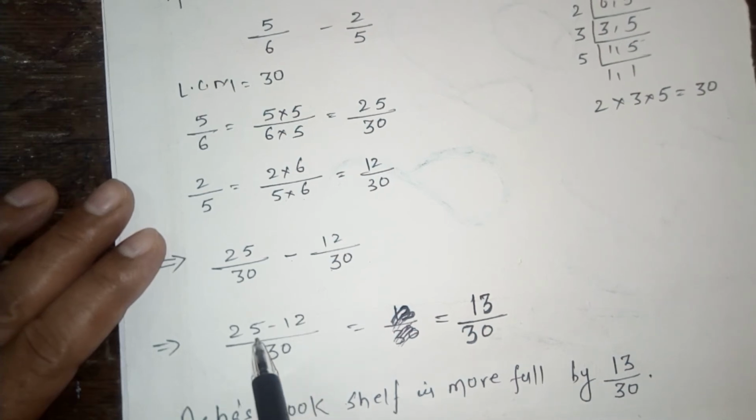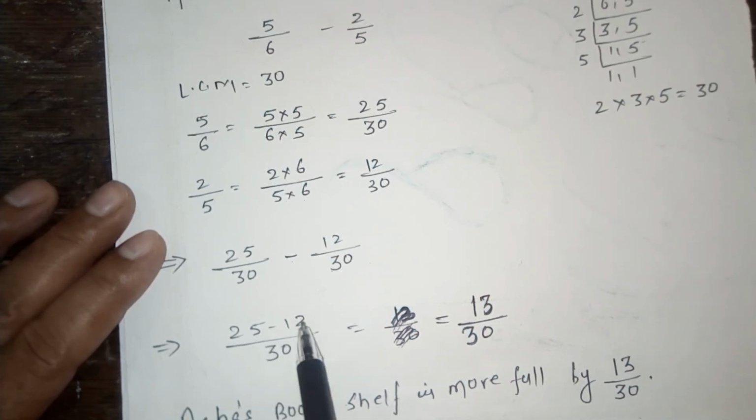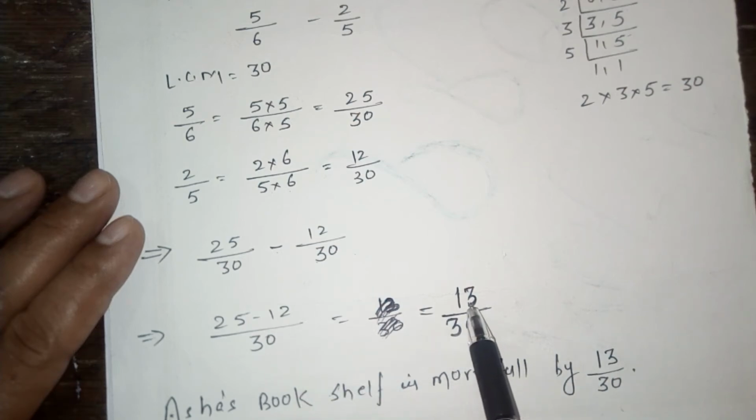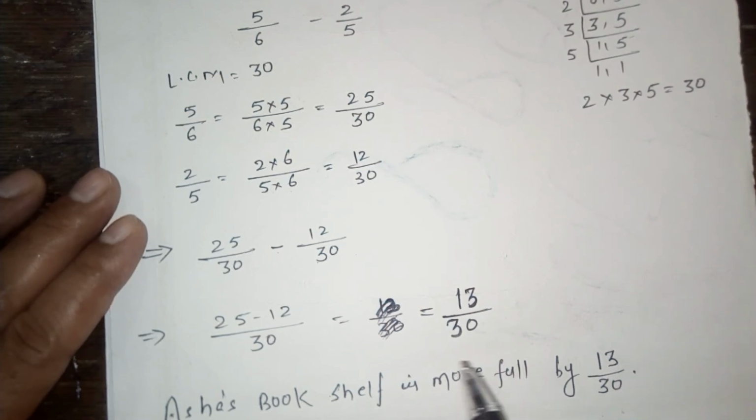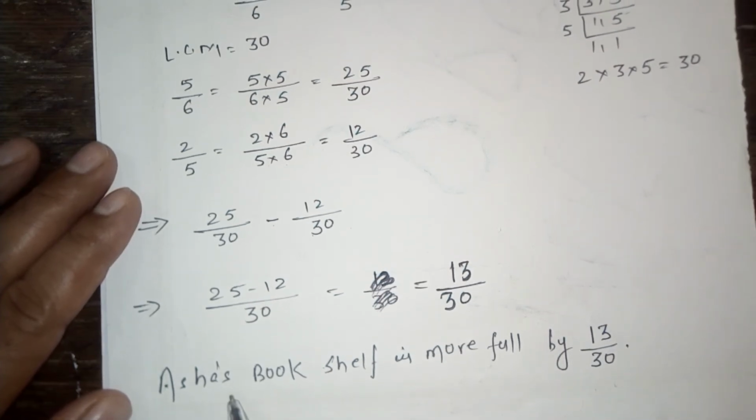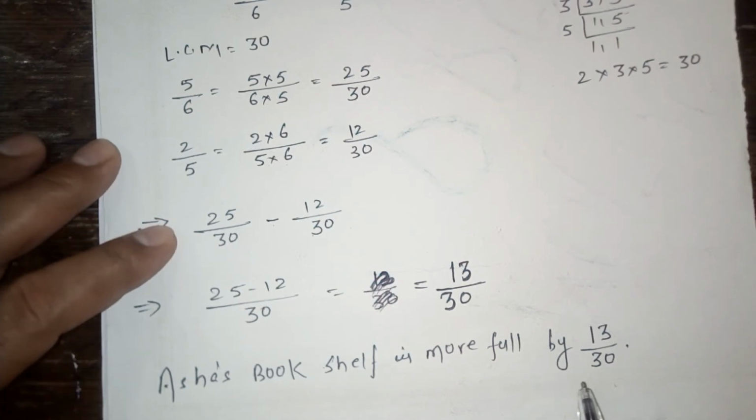Then after, which number will we take in the numerator? 25 minus 12 upon 30. 25 minus 12 will give you 13 upon 30. The meaning is Asa's bookshelf is more full by 13 upon 30. This is your required answer of the given question.